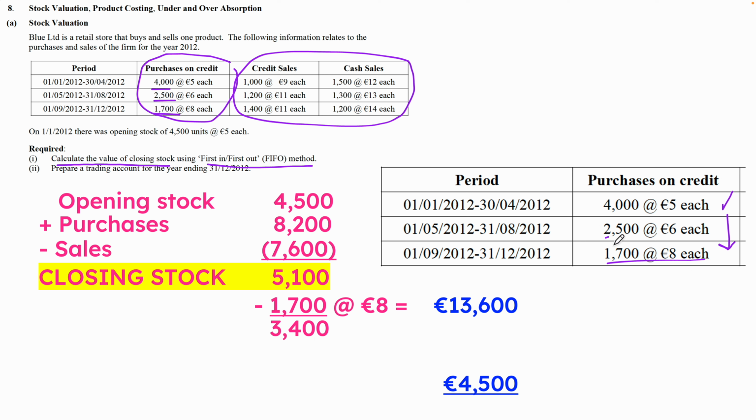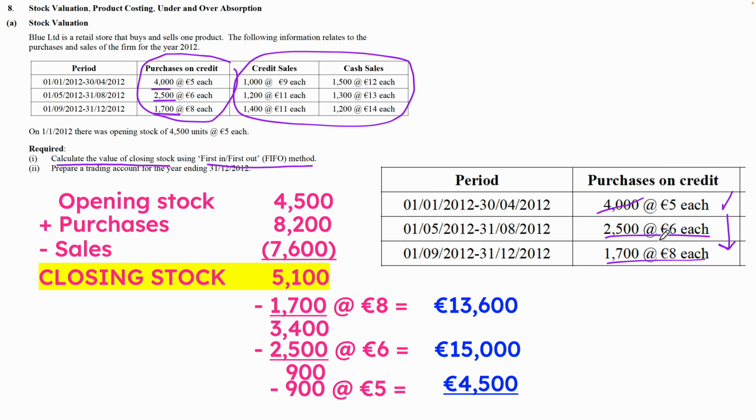So they definitely have all of these 2,500 at €6 each left as well. That's 15,000. And then that leaves 900. So 900 of these 4,000 here are still left. They were at €5 each, so that is 4,500. So when we tot that all up, the value of our closing stock is €33,100. So that is the answer to part one. €33,100 is the value of our closing stock.